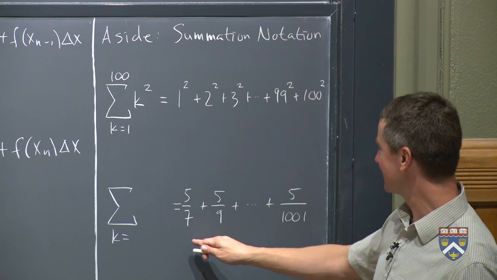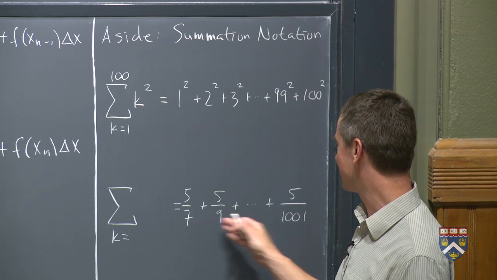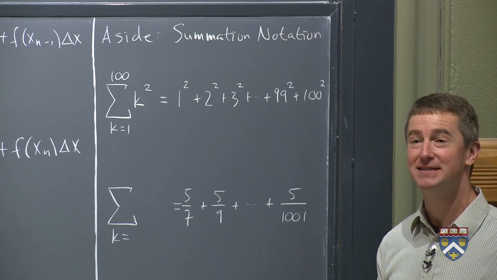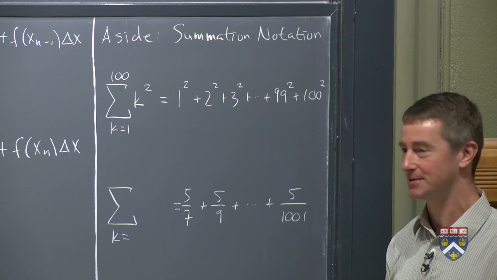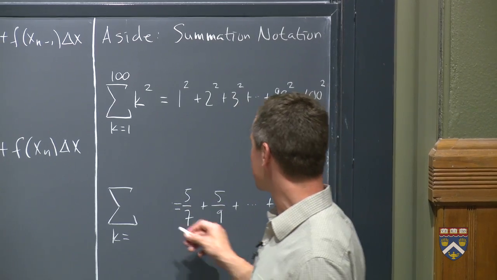Let's try to do the opposite. See if you can come up with a sigma notation, summation notation formula for this. And I'll warn you, there's infinitely many correct answers for any of these. So here it all seems like it's 5 over something.